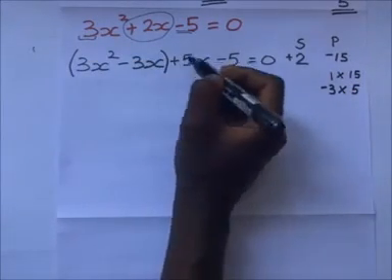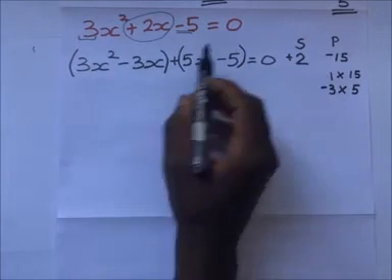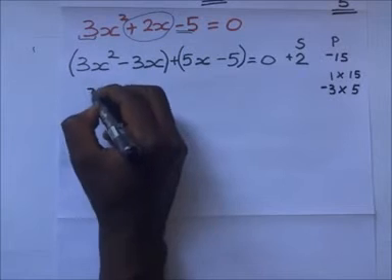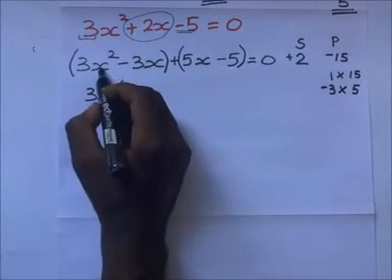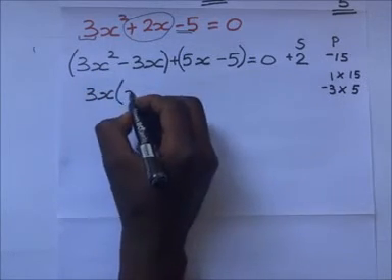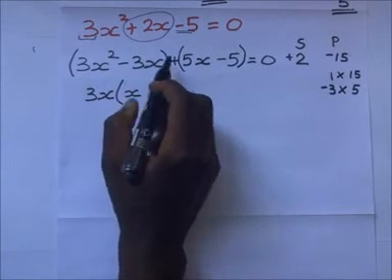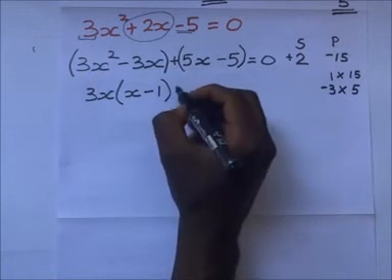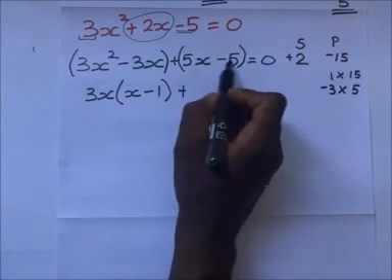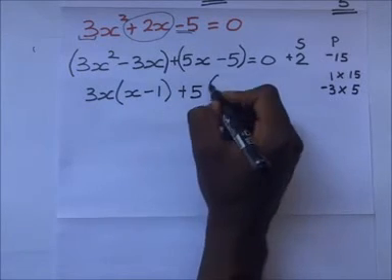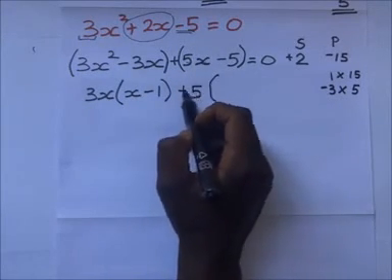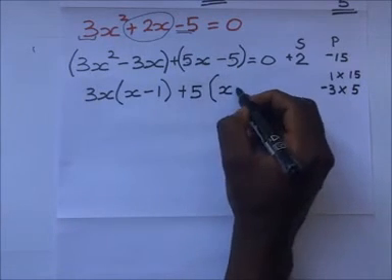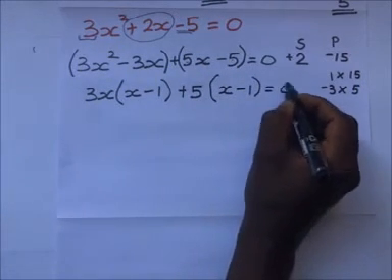So we put brackets here and right there. The common factor here is 3x. We put 3x outside the brackets: 3x squared divided by 3x remains with x, and negative 3x divided by 3x remains with negative 1. Then this is going to be plus, and the common factor here is 5. We put 5 outside the brackets: 5x divided by positive 5 will give us x. Then negative 5 divided by 5 will give us negative 1, is equal to 0.